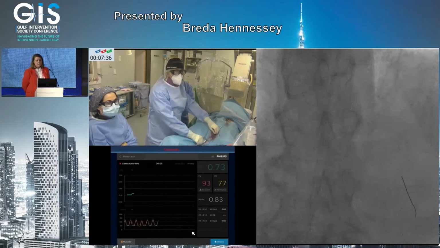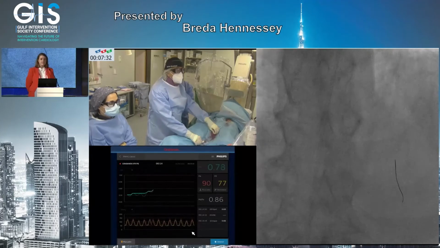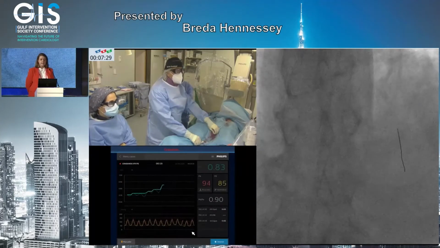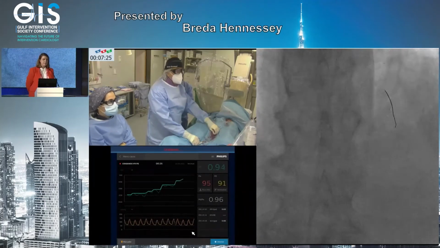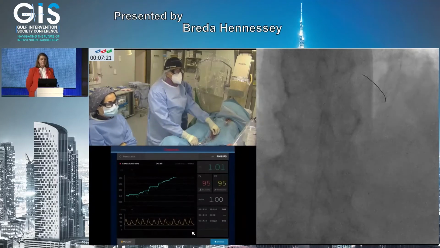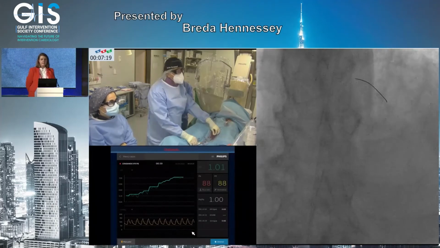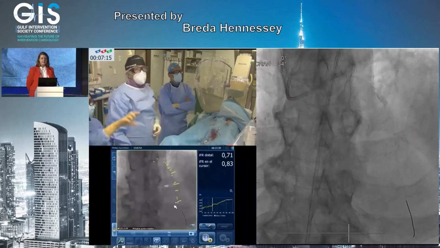So we moved on to assessing the LAD. So we obtained an iFR of 0.69 distally. And what you can see on this pullback is that this vessel, unsurprisingly, is very diffusely diseased. There's a very diffuse pattern on this pullback. And it's certainly going to be a challenge to get a functionally acceptable result in this case.